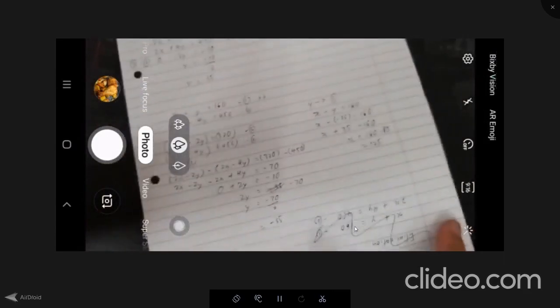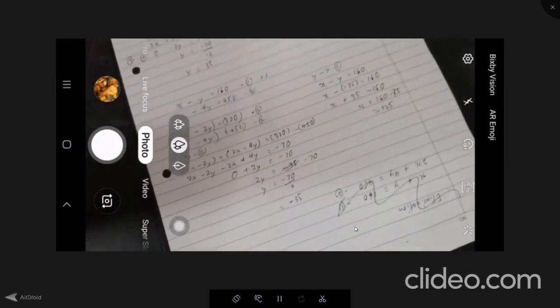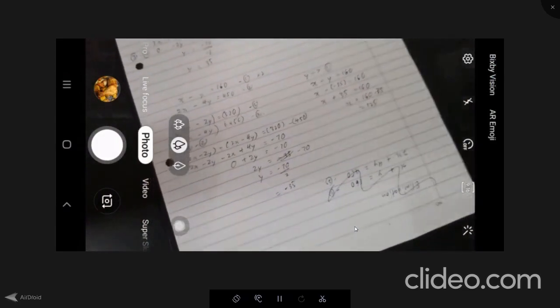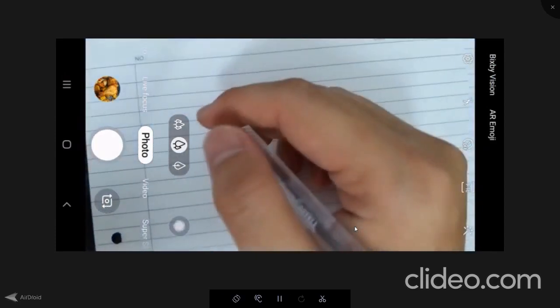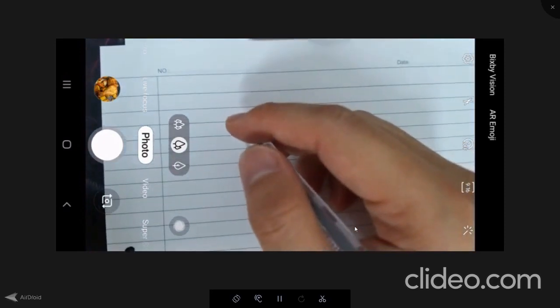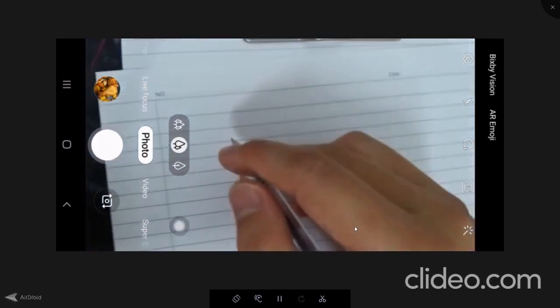Next, let me get another piece of paper. Now, sometimes you will also face even more confusing questions. Let's say we have, I use this one as an example.